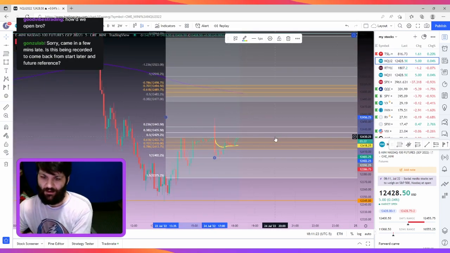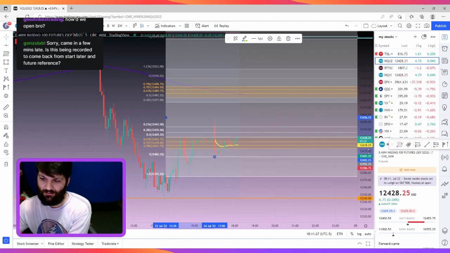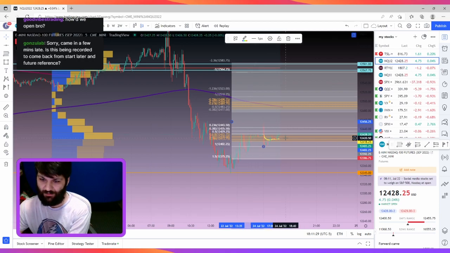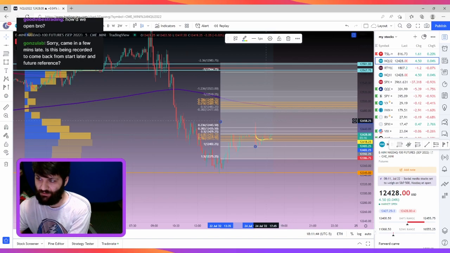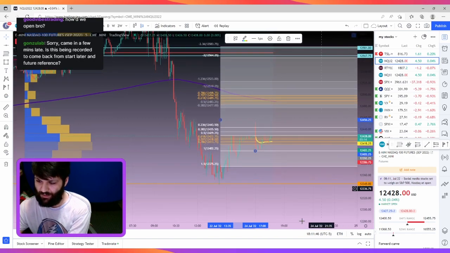It looks like we're flagging for another breakdown. That's just what I'm seeing here. It looks like we're going to probably try and break back down, unless this forms a type of head and shoulders formation here, which it actually looks like it's doing. We could shoot up, but I'm not taking any trades quite yet.